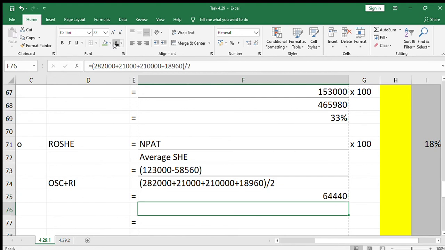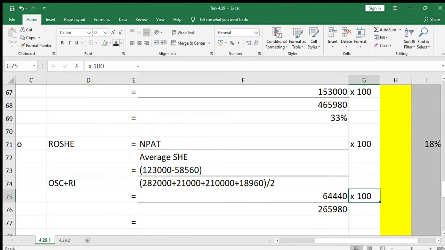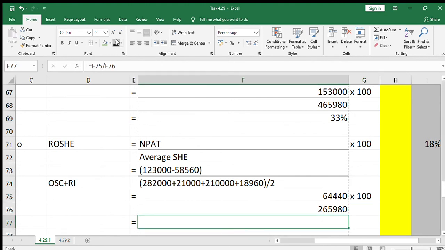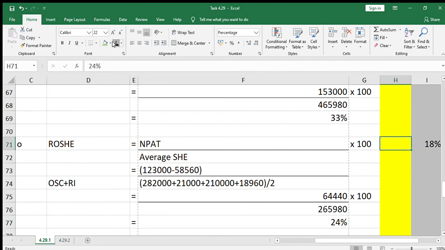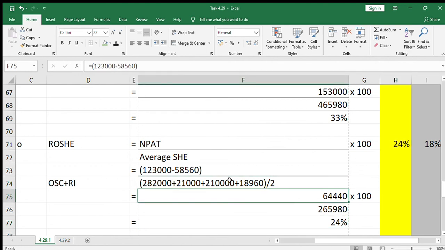So 64,440 divided by 265,980. Multiply the answer by 100 to give you 24%. Okay, so you got 24%.